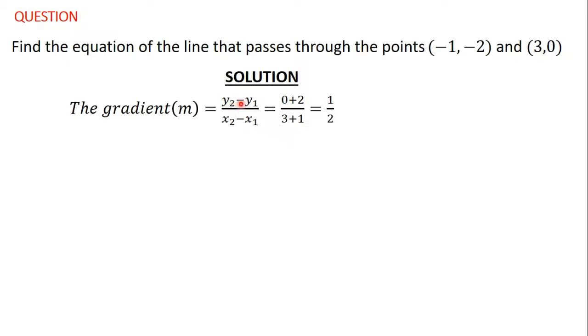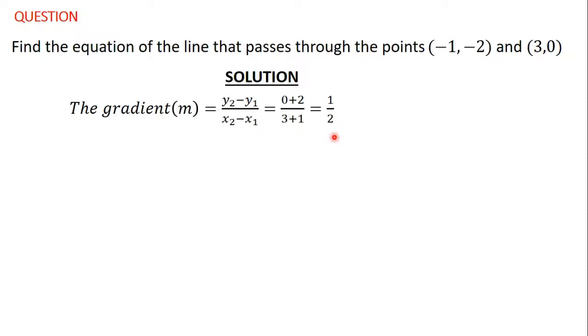So you have y2 minus y1. y2 is 3, and y1 is -2. So you have 3 minus -2, and that will give us 3 plus 2, divided by x2 is 0, and x1 is -1. So you have 0 minus -1, and that will give us 0 plus 1. So the gradient is 5 divided by 1, which is 5. So we have the gradient of this straight line as 5.